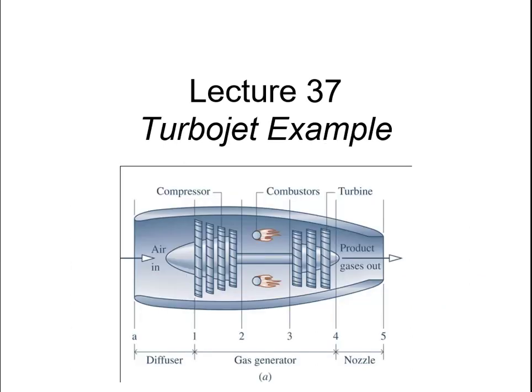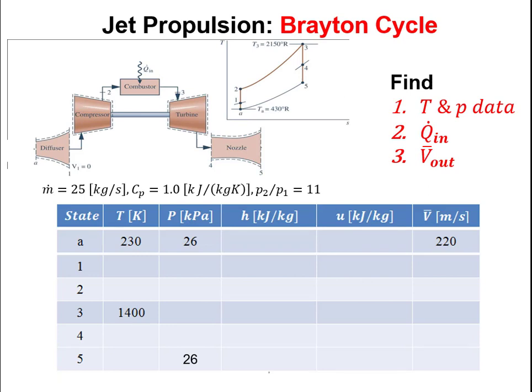So now we're going to go through an example for a turbojet engine. I'll do this both with constant specific heat and with variable specific heat. So we're told that we're doing a turbojet engine. We're given the mass flow rate, the specific heat, and the pressure ratio from 1 to 2, so moving through our compressor. We're asked to fill out our state table and find all the relevant temperature and pressure data, to find the heat required into the combustor, and to find the velocity at the exit, which is state 5 in this problem.